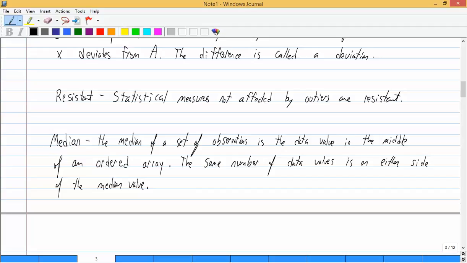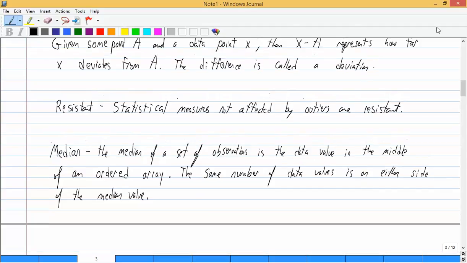Now, what if you have a data set that has an even number of terms, though? Then there's two numbers in the middle. So if your data set has an odd number of terms, then you will have a middle term. But if your data set has an even number of terms, you'll have two middle terms. So if you have two middle terms, you actually want to find the average of those two terms. So add them together and divide by 2, and that would be your median.